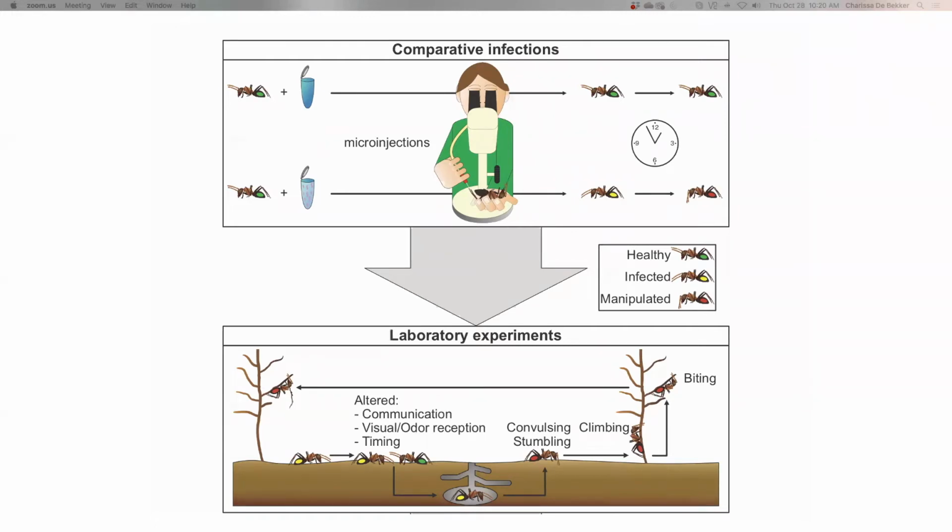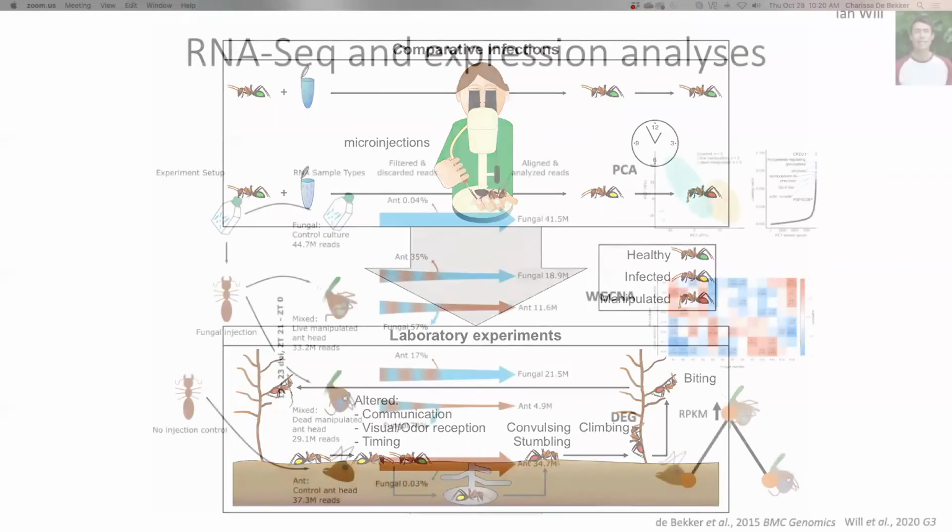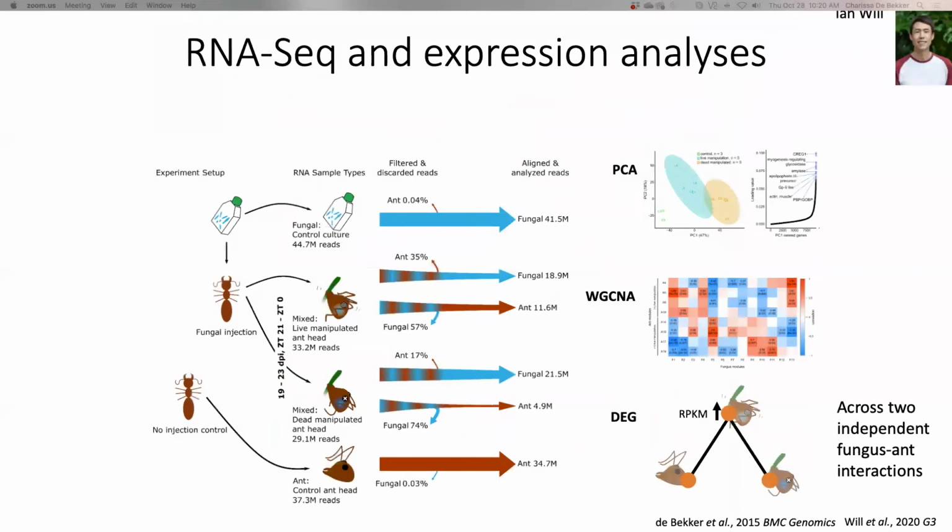If we see that happening, we can sample the ants that show this behavior and look at their gene expression, for instance. So that's an experiment that we have done across two different ant and fungal species: the carpenter ant from South Carolina, Camponotus floridanus, and its specific Ophiocordyceps, as well as the Florida species.